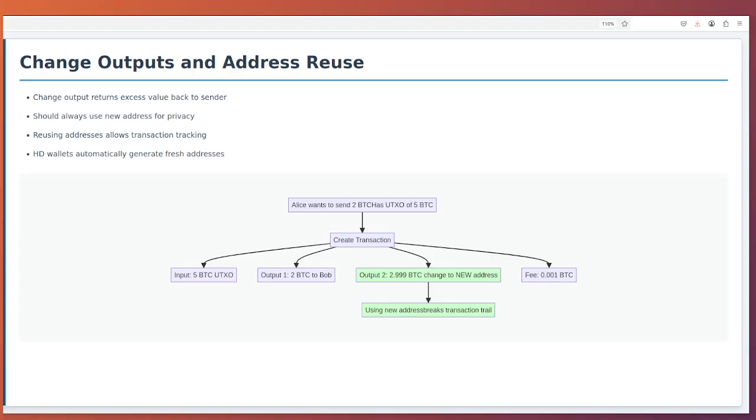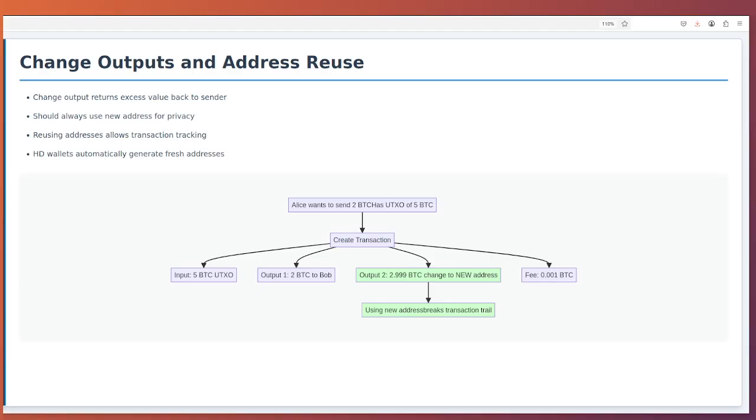Here is where best practices come in. You should never reuse addresses in Bitcoin. Each change output should go to a new, unused address. Why? Privacy and security. If you reuse the same address for change, anyone looking at the blockchain can track your transactions by following that address. They can see your balance, your spending patterns, your transaction history. By using a new address for each change output, you break this chain of linkability.